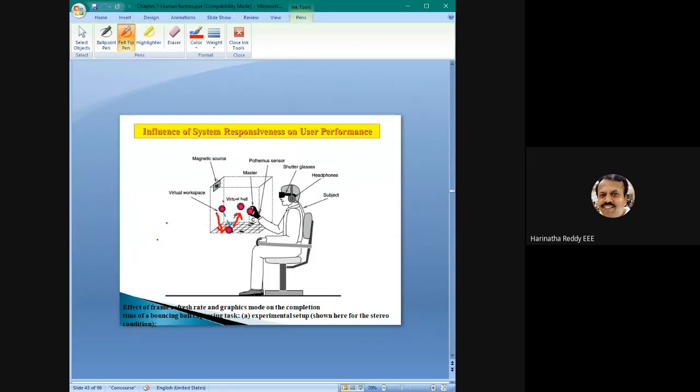When the refresh rate is very low, it is clearly visible to our eyes that okay, that ball is moving in which direction. I can simply put my hand in that direction and catch hold of that ball. Is it clear? And even the refresh frame rate is very less.